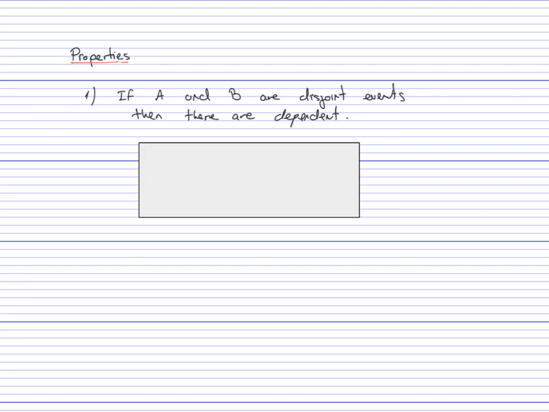Now I'd like to talk about 2 different properties. Let's start with the first one. Suppose that we have 2 events that are disjoint. Then they must be dependent. Why? We won't prove that, but I'd like to show you the intuition why it's true. Let's draw A and B. Here's the sample space. Now let's assume that the probabilities of A and B are positive, so they are not empty sets.